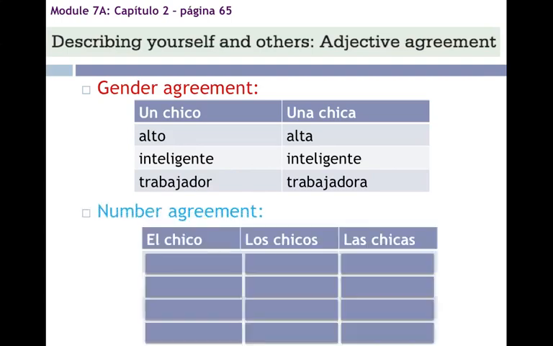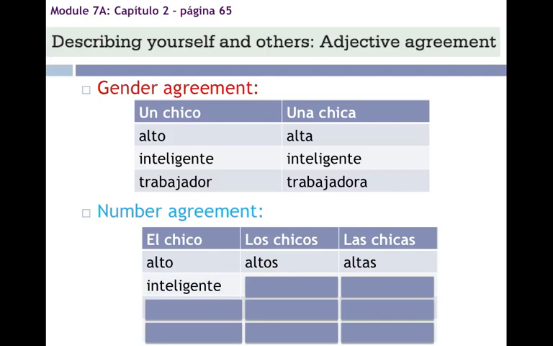What about number agreement? We have el chico, los chicos, and las chicas. So the tall boy, el chico alto. How about the tall boys, los chicos altos? Matches the whole way down the line, masculine, plural. And what about las chicas? Las chicas altas. Now we have feminine, plural.